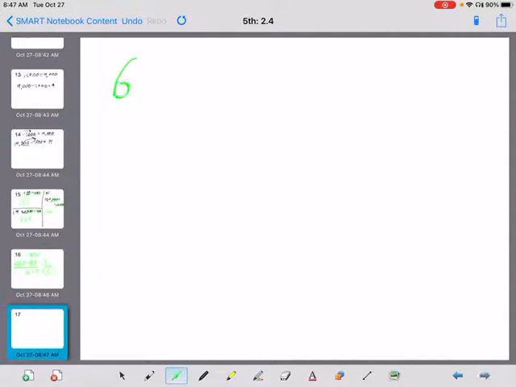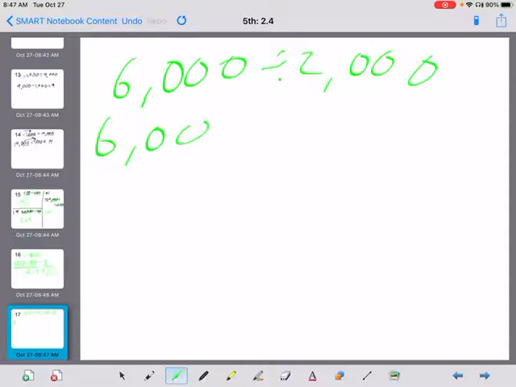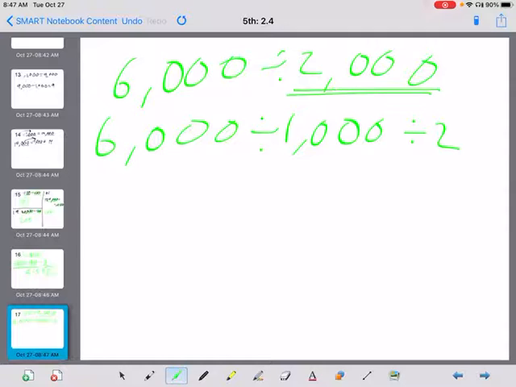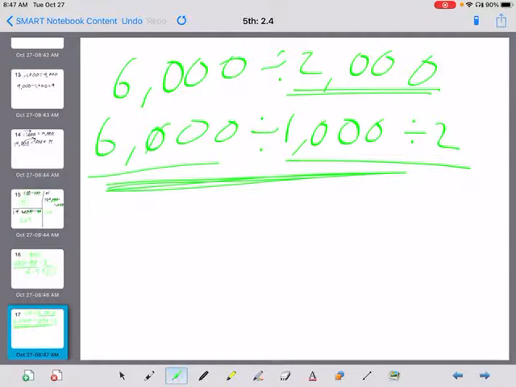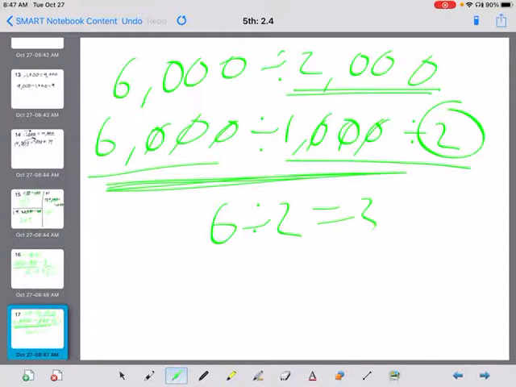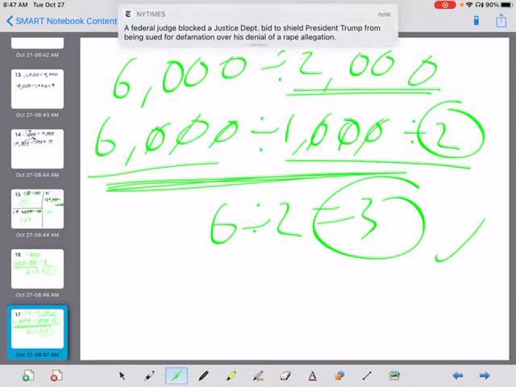Do another one here. What about if we have 6,000 divided by 2,000? Well, that's the same thing. We break it up a little bit. 6,000 divided by, how do you think we're going to break up 2,000? Yep, we're going to do 1,000 and then divide by 2. So 2,000, we know that's 2 times 1,000, so we just break it up there. 6,000 divided by 1,000, well, those zeros are going to cross each other out. We just get 6 left, and then 6 divided by 2, because this 2 is what's left. 6 divided by 2 is 3, and 3 is our final answer.